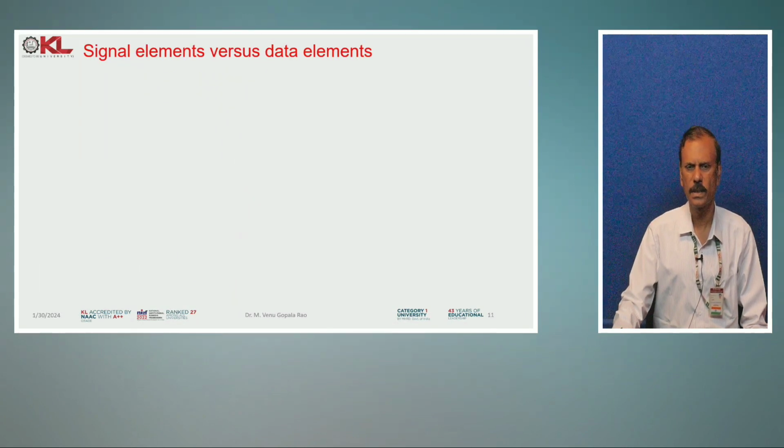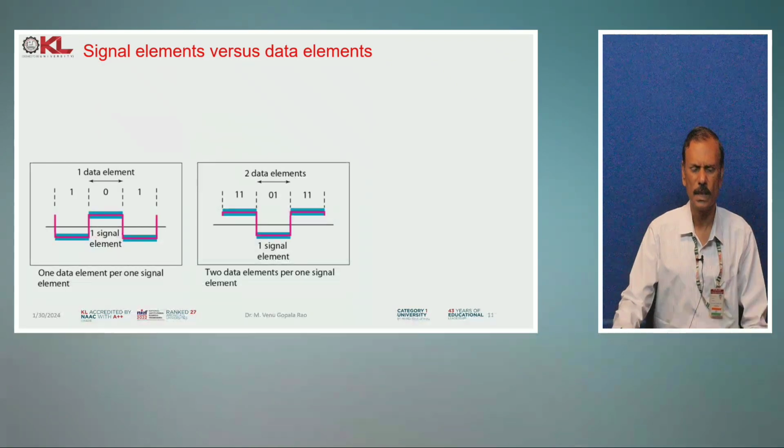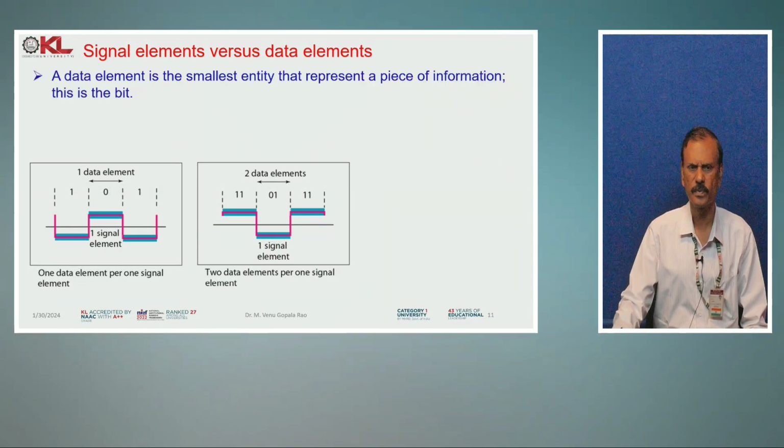Now, signal elements versus data elements. Most of the time we deal with signal elements and data elements. What is the difference between these two? Here we have a left side and a right side. On the left side, observe that for each pulse we have 1 data element. A binary bit is what we call a data element. On the right side, for 1 pulse we have 2 bits, so each pulse has 2 data elements. This is the representation of the data elements.